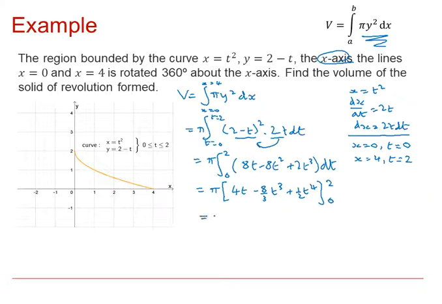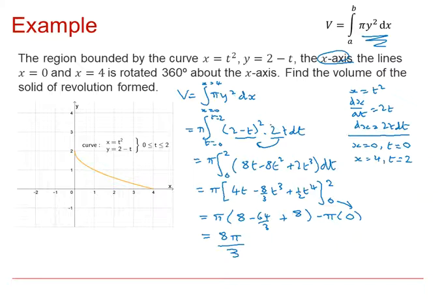And now subbing in the top limit, t is 2, we're going to get 8 minus 64/3, and then plus, subbing in t is 2 again, 8, all multiplied by pi. Subbing in the bottom limit is clearly going to be 0. Always sub in the bottom limit even if it's a trivial case. Tidying up this bracket, we get the volume of revolution is exactly 8 pi by 3.